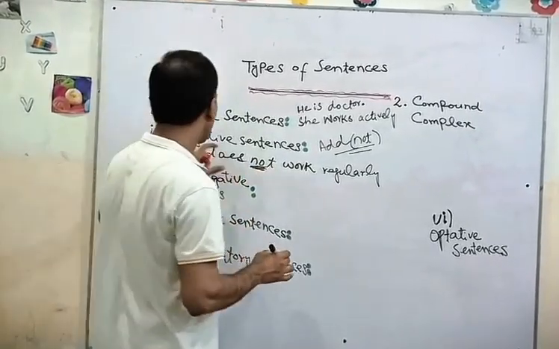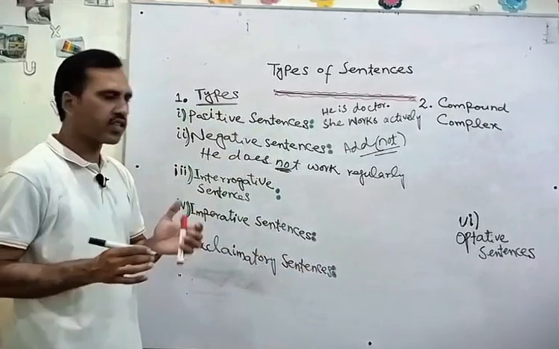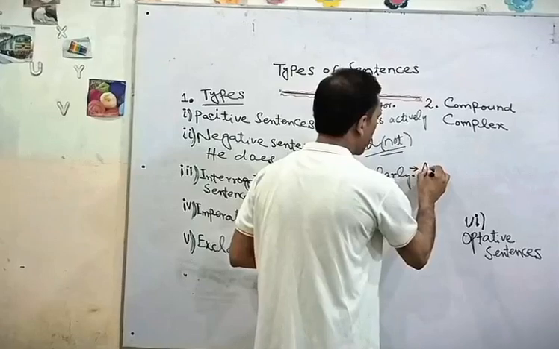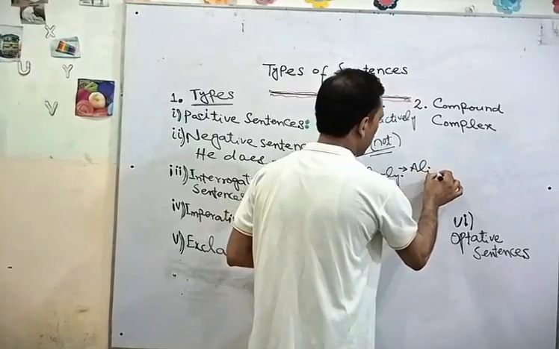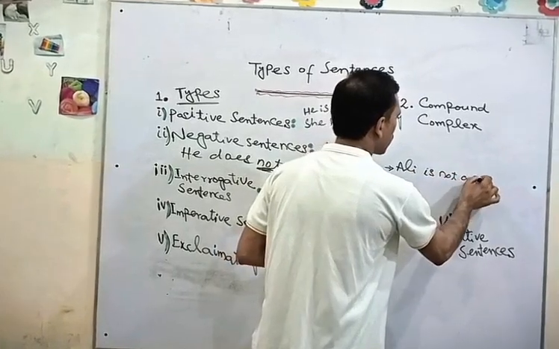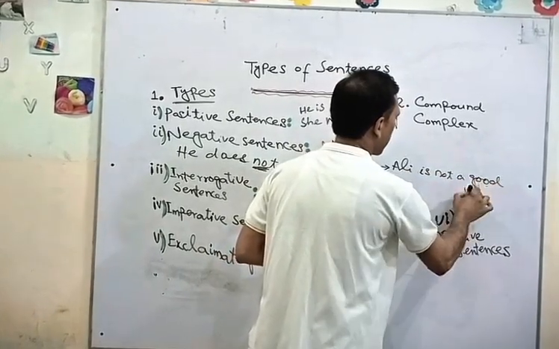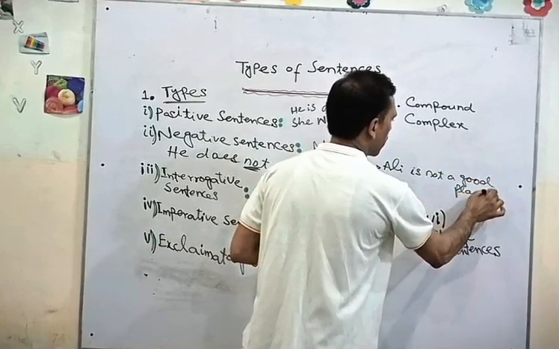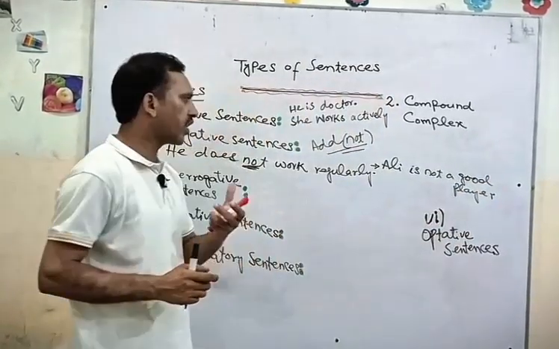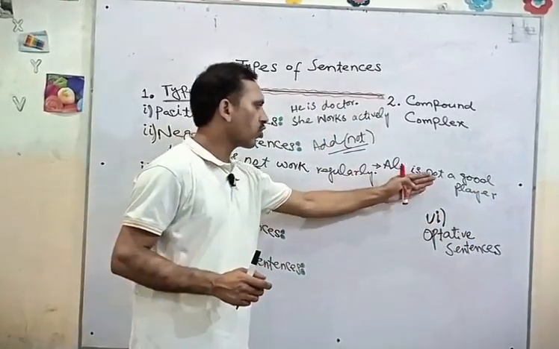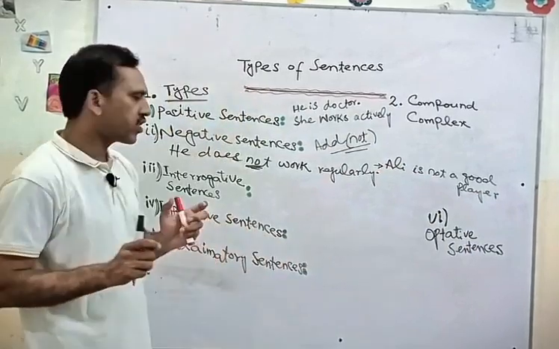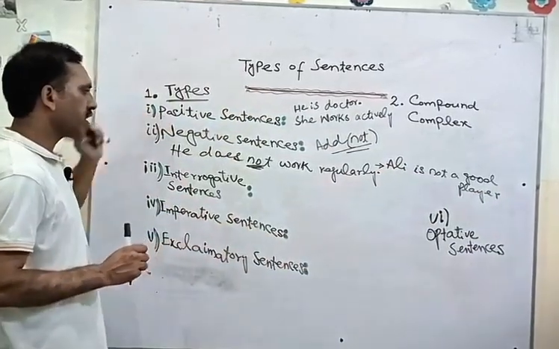Another example of negative sentences is, we can say, Ali is not a good player. So in this sentence the word not is added, or the word not is used, to represent negative sentences.